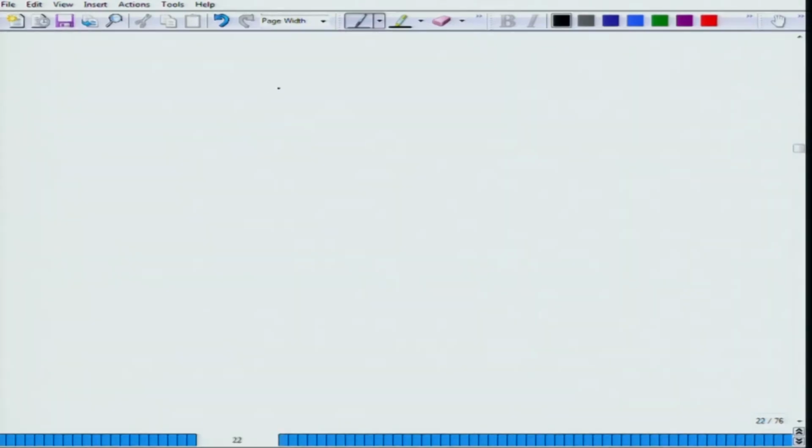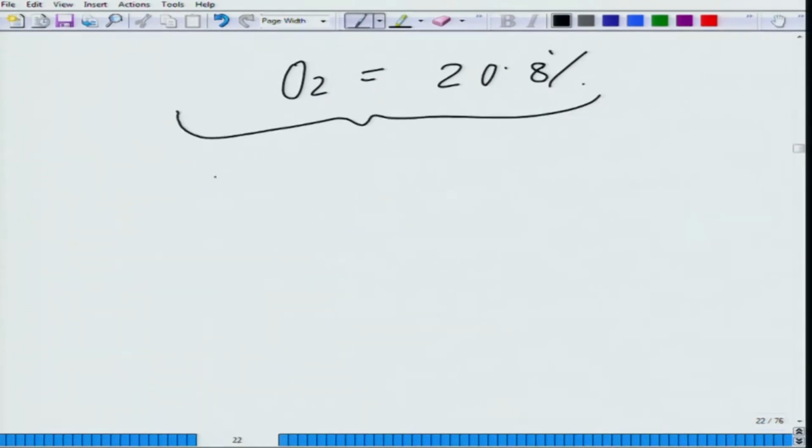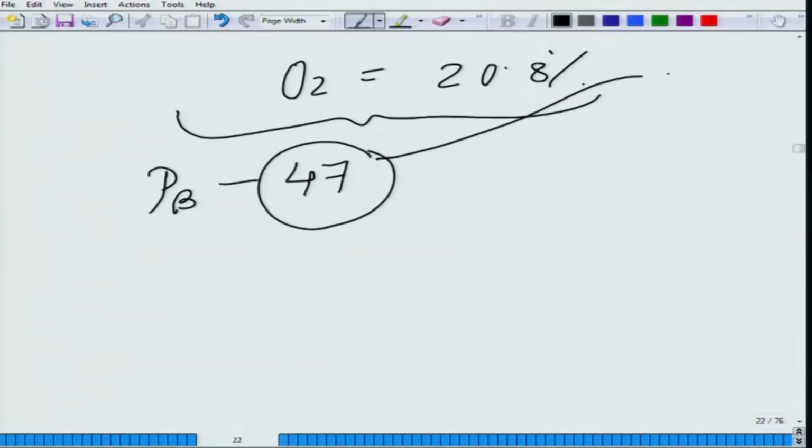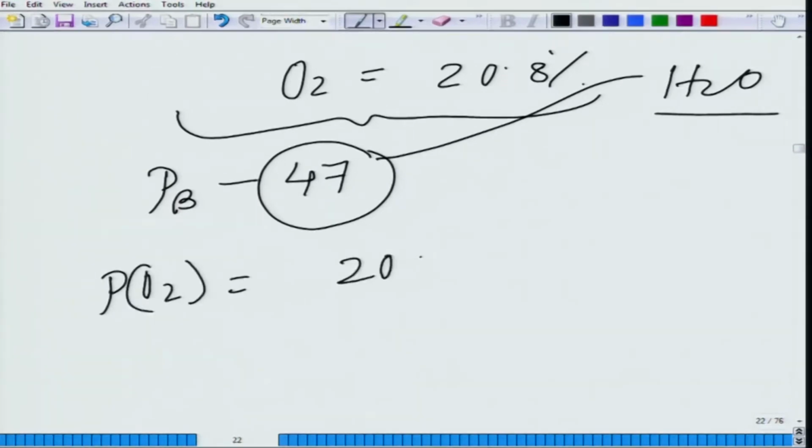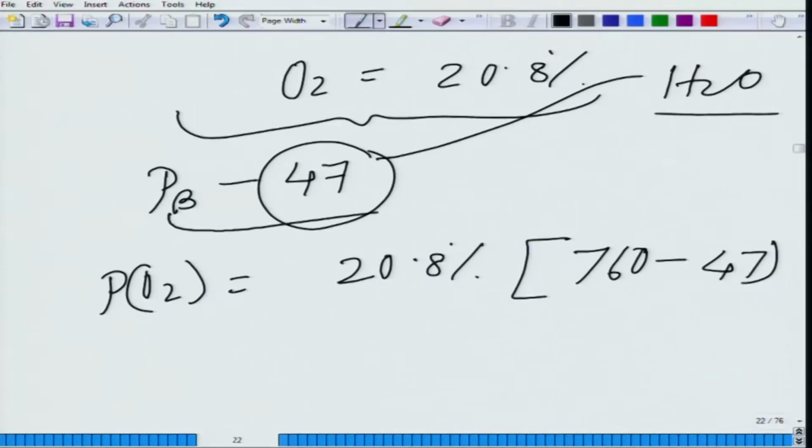So, we know the oxygen concentration in air is 20.8%. This is another value known to you, and the total pressure is denoted by Pb. So, what do we do? We know one of the values, that is 47, which is contributed by water. So, how to calculate PO2? That will be 20.8% of 760 minus 47, where 760 is the total pressure at sea level.